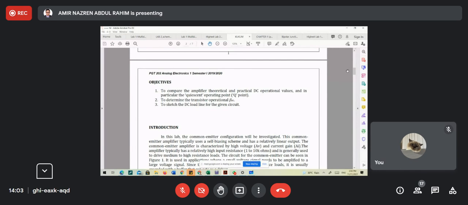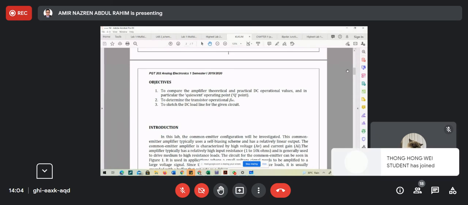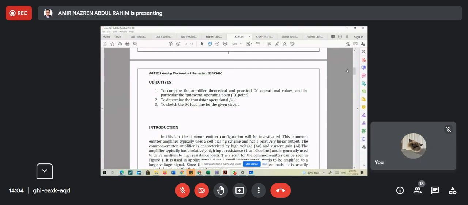And then from this lab, we will determine the transistor operations, and we see what is different when the beta varies. And finally, we need to sketch the DC load line for the given circuit. All right.